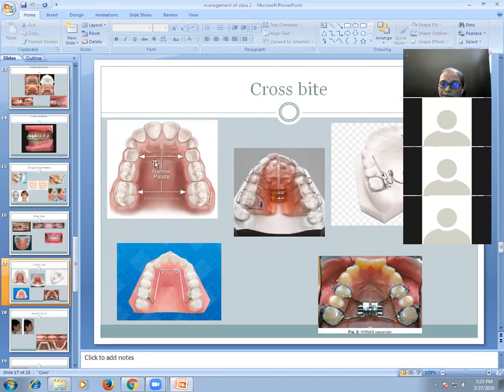To correct this narrow arch, we'll have to expand the buccal segment. So in removable appliances, jack screw and in fixed, quad helix, RPE, or a NiTi expander can be used.